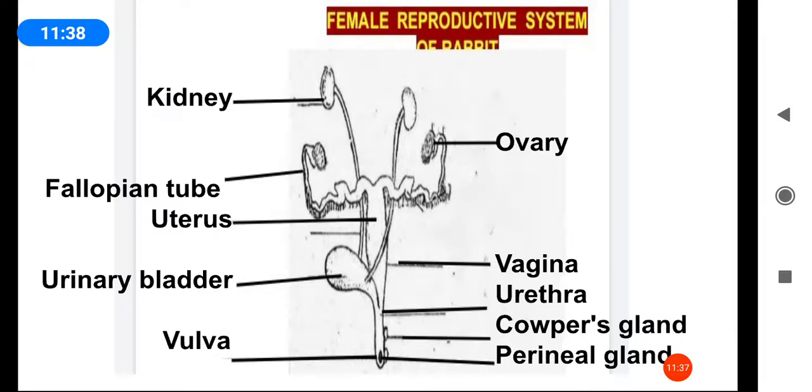So the anterior part of the oviduct is the fallopian tube. This fallopian tube leads into a wider tube called the uterus. The uterus joins together to form a median tube called vagina. The common tube formed by the union of urinary bladder and the vagina is called the urinogenital canal or vestibule. It runs backwards and opens to the exterior by an aperture called vulva. A pair of Cowper's gland and perineal gland are the accessory glands present in the female reproductive system.